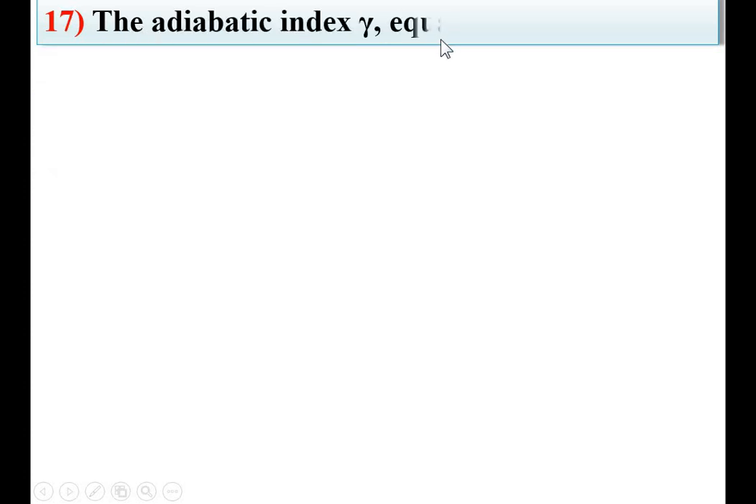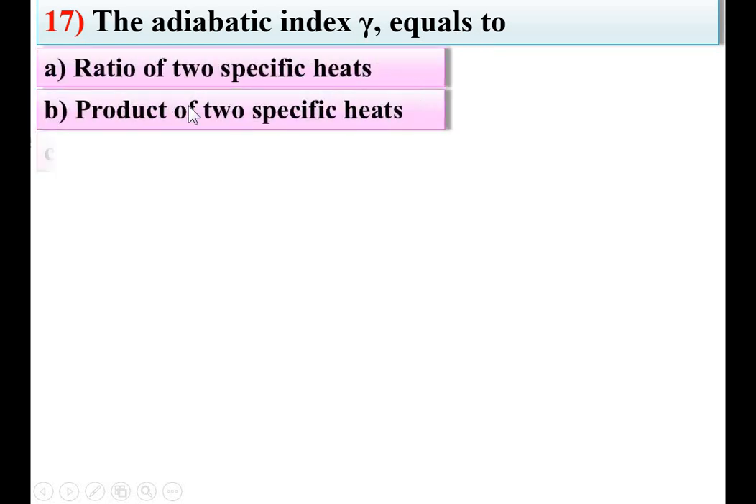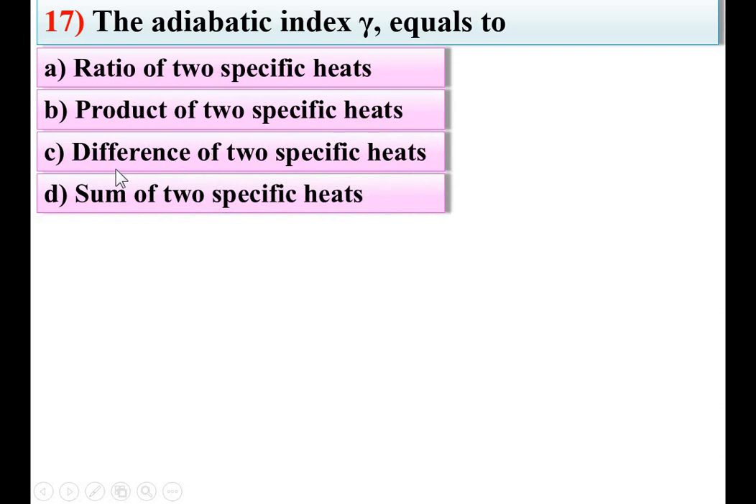Next, the adiabatic index gamma equals: ratio of two specific heats, product of two specific heats, difference of two specific heats, or sum of two specific heats. So as we know that Cp by Cv is equal to gamma, where Cp is the specific heat at constant pressure, Cv is the specific heat at constant volume. So it is a ratio of the specific heats. So here A is the right answer.